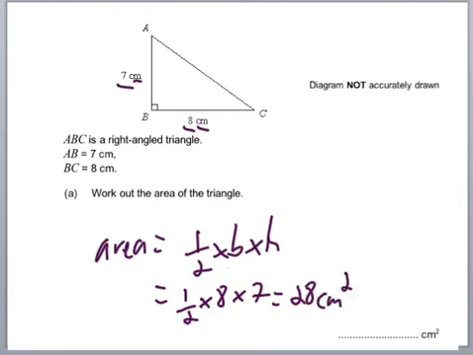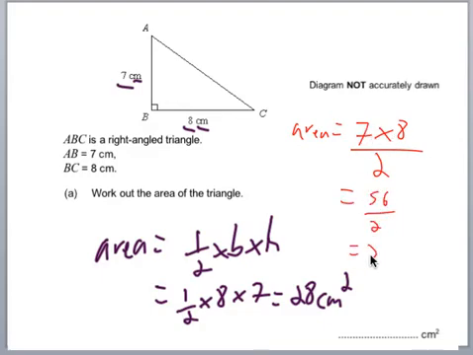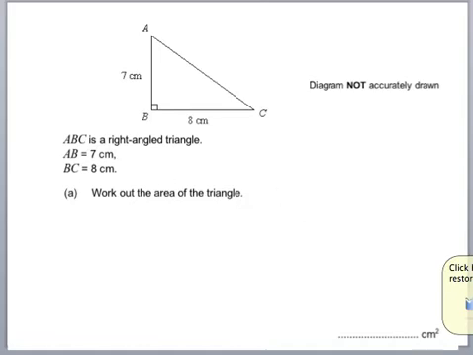Now, this is just one method for doing this question. Some people prefer to do the area of a triangle as base times height divided by 2. It has exactly the same answer. So we do 7 multiplied by 8 divided by 2. 7 multiplied by 8 is 56, divided by 2 gives us an answer of 28. Again, we need to remember centimeters squared. You always need to remember the units for area are squared units.